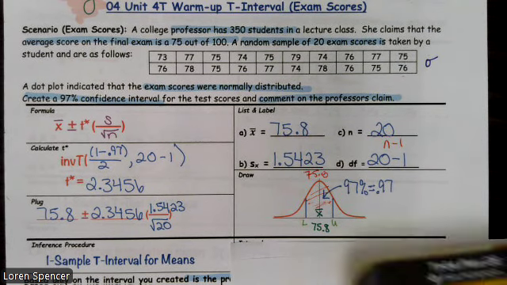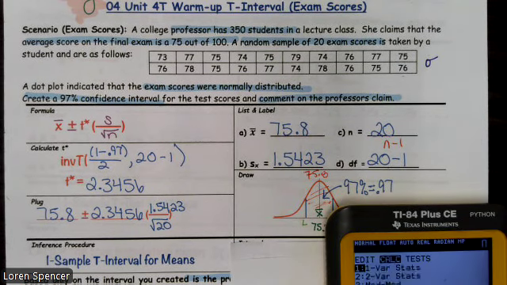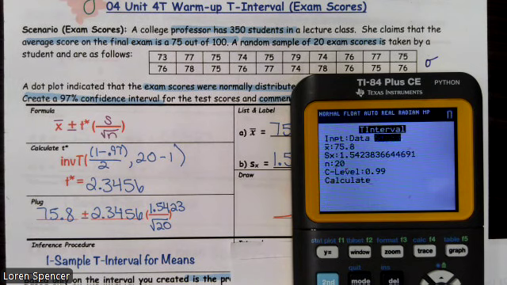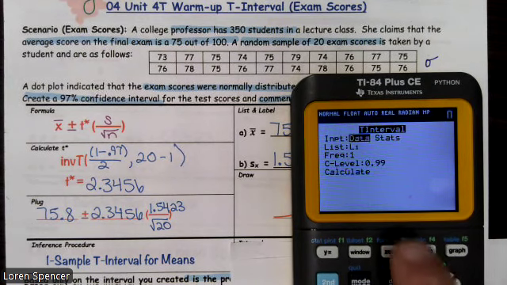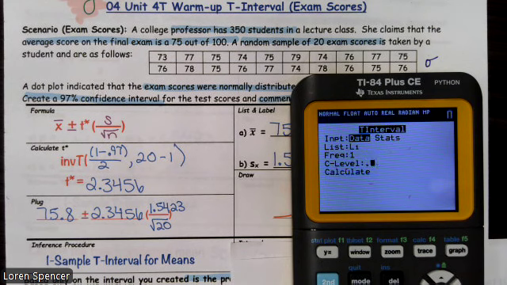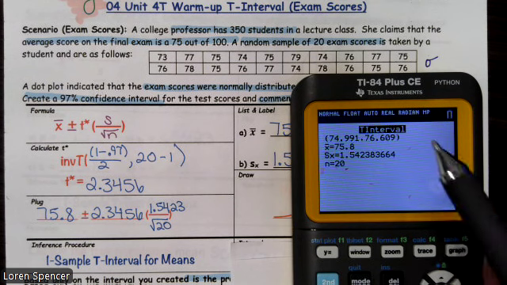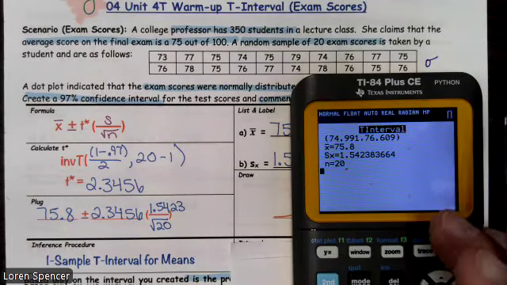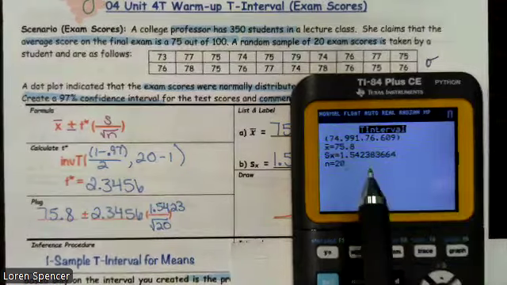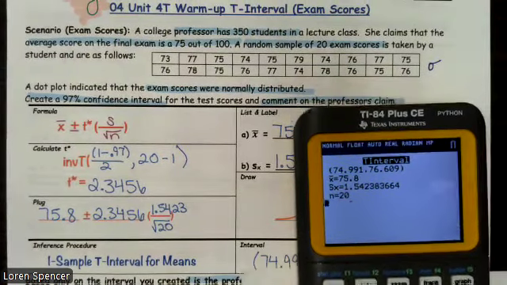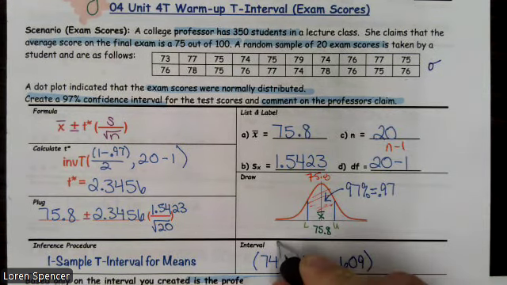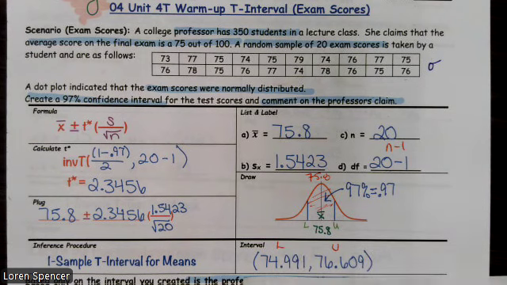Now, as far as calculating the interval, we're going to go stat, test, and we're going to drop down to number 8, t interval. And we use data, and the data we use was in column L1. And we want to create a 97% interval, so let's make that 0.97. And we still see that 75.8. We still see our 1.542 and our sample size of 20. But we also see our interval is somewhere between 74.99 to 76.609. So here's our interval. So this is my lower bound, and this is my upper bound.